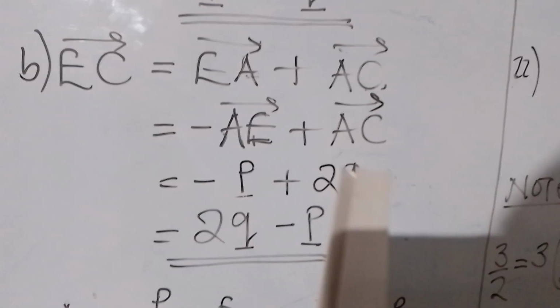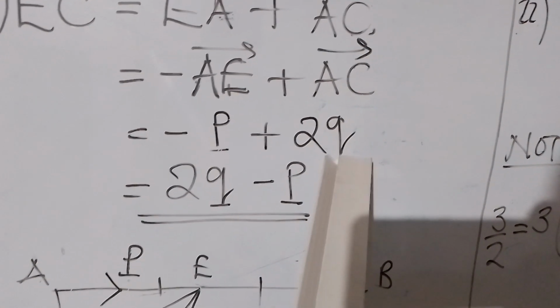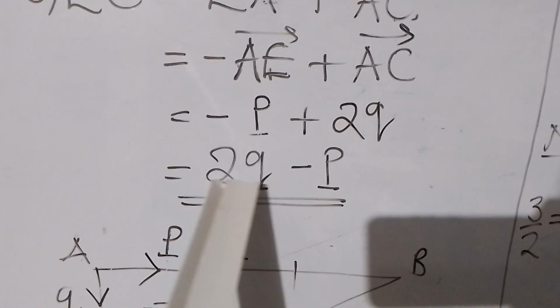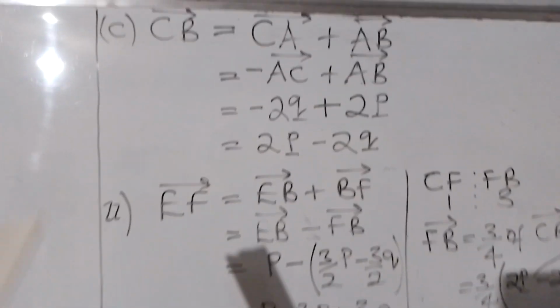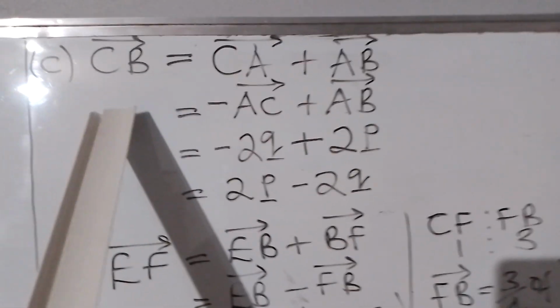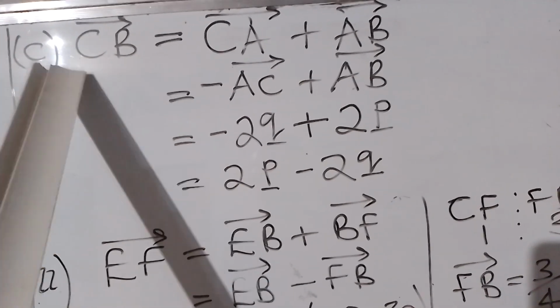So therefore, where there is AC, we substitute with 2Q. Rearranging this, it is going to give us 2Q minus P. So that is the solution for EC. Then we go to the next question, C, which is CB. Now, what is CB? Again, these are the guiding principles.